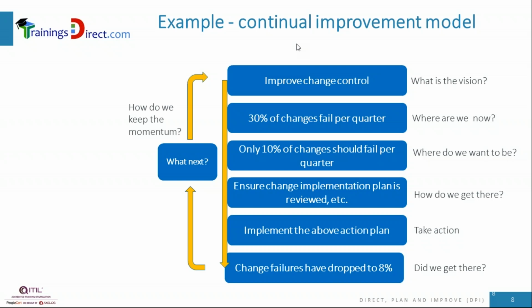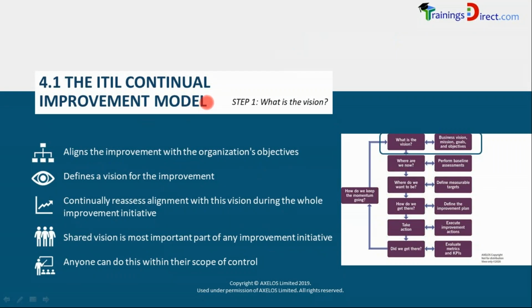With that understanding, let's move into more detail on the 7 steps. The first step of this continual improvement model: what is the vision? This step aligns the improvement with the organization's objectives, defines a vision for the improvement, and continually reassesses alignment with this vision during the whole improvement initiative. Shared vision is the most important part of any improvement initiative. Anyone can do this within their scope of control, meaning anyone can start improving something within their scope of control.